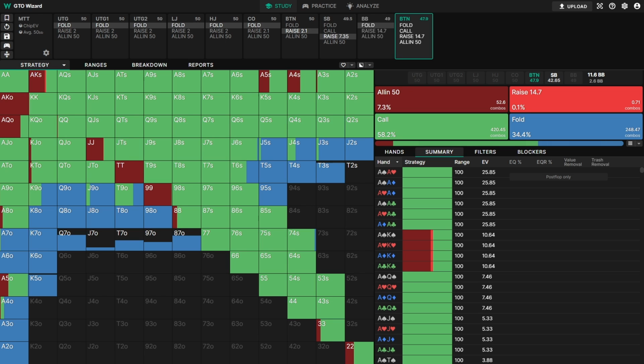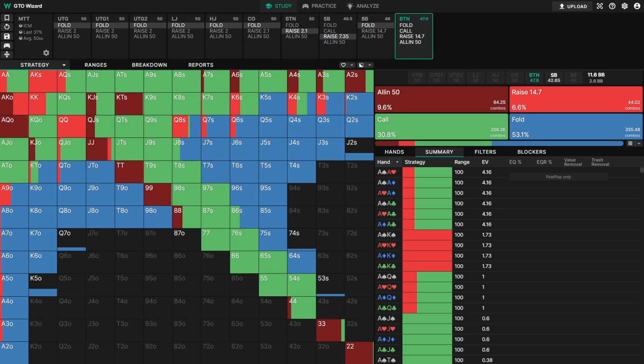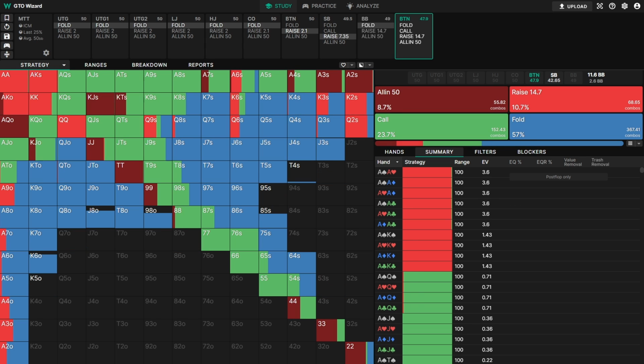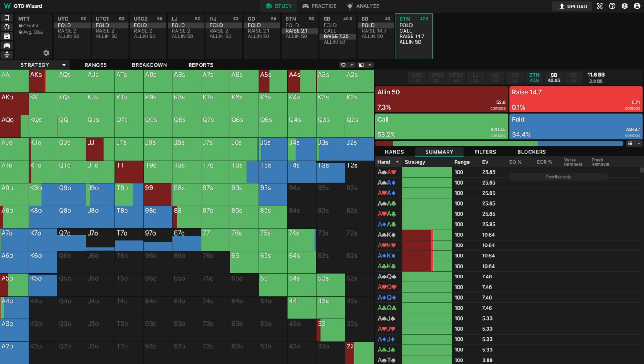All right, how does their strategy change when 50% of the field remains? Well, it's already much, much tighter. Wow, 37%, 25%, final table. That's an enormous difference. We went from defending 2/3 of our range to 1/3 of our range.